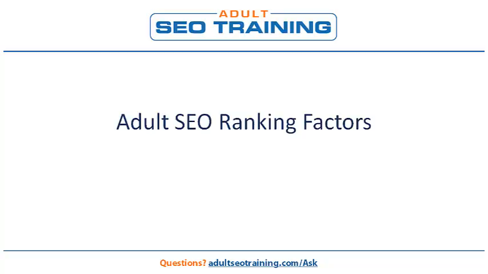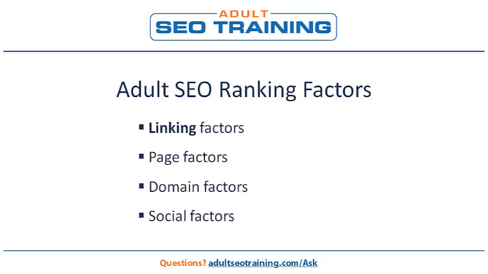Alright, so to start, I'd like to point out that all of my SEO ranking factors really break down into 4 categories. They break down into your linking factors, your page factors, your domain factors, and your social factors. And these aren't listed in any particular order of importance, since you can't necessarily rank by only paying attention to one single category. They all kind of chip in to a successful SEO campaign.